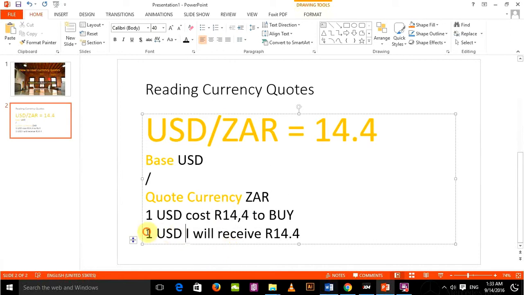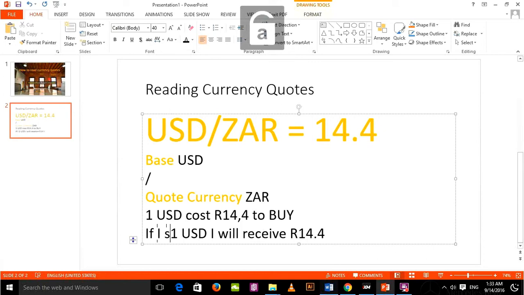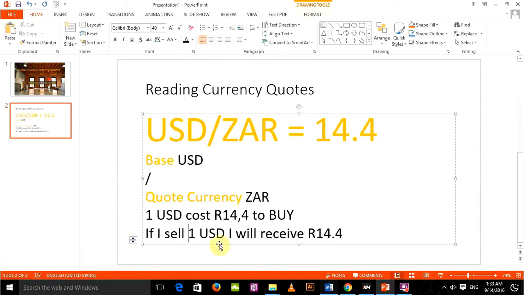So if I sell $1, I will receive 14 rands 40 cents. So if I buy $1, I will purchase it for 14 rands 14 cents.